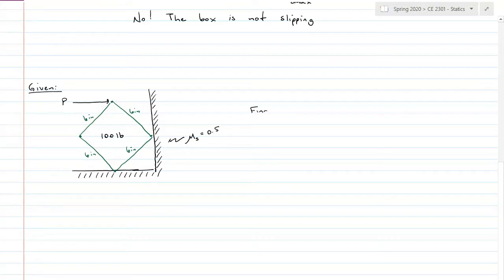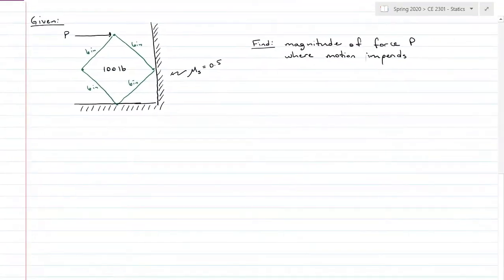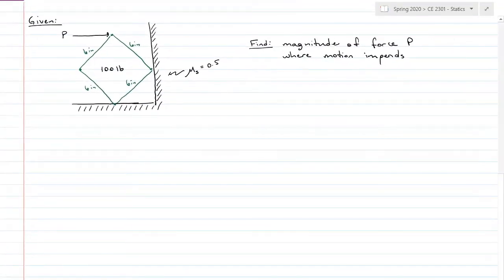Find the magnitude of force P where motion impends. Okay, so this is tipping in that we have distances where it rotates, and then it's slipping because we've got the wall friction that's holding it into place. So this is kind of a twofer.